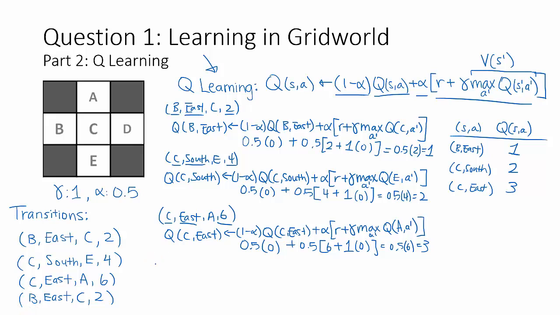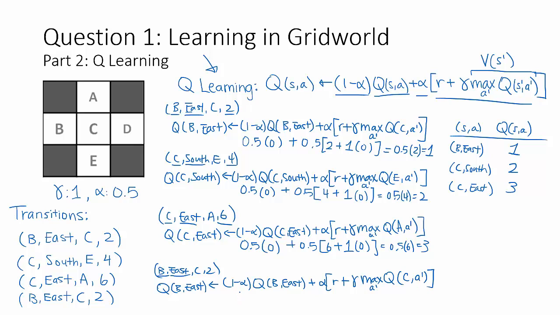Okay, so we're finally on our last transition, B east, C, 2. So we started from B and we take the action east, so we'll update the Q value for B east. That's going to be set to 1 minus alpha times Q of B east, plus alpha times the immediate reward plus gamma. Then we take a max over all actions A prime of the Q value starting from the landing state, which is C.